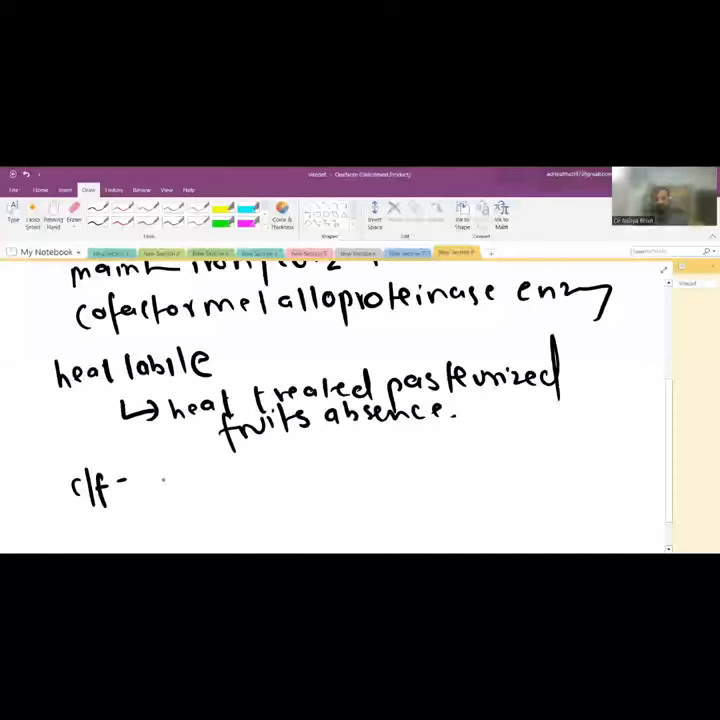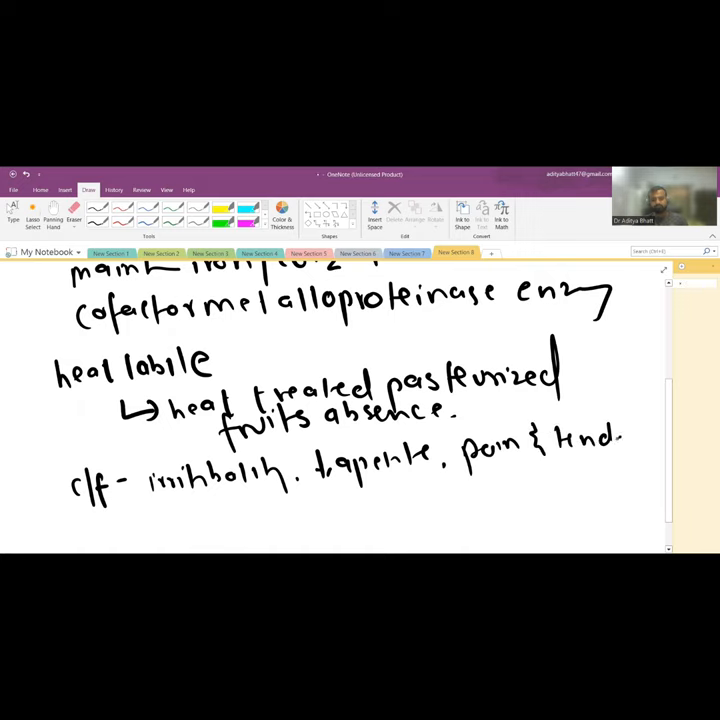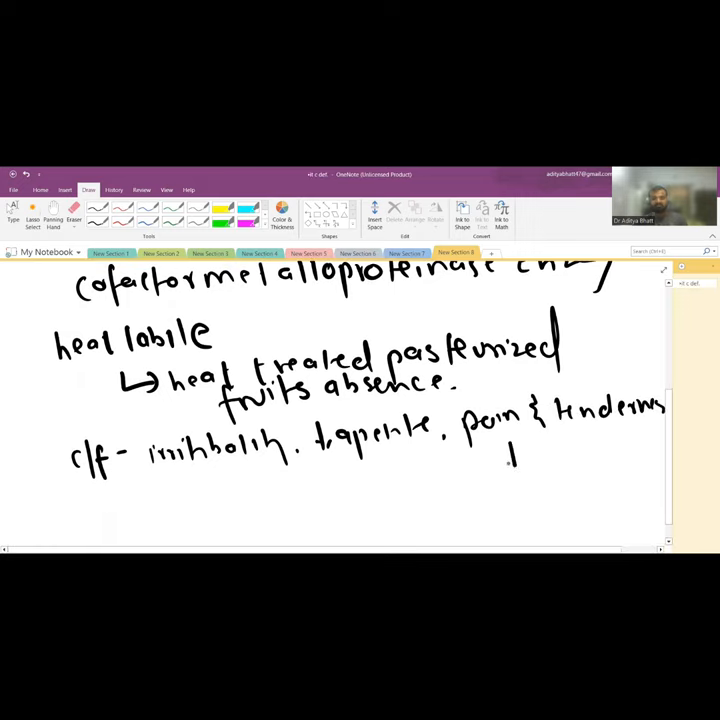So what happens is scurvy initially begins as irritability, decreased appetite, pain and tenderness in muscle. Later, this pain becomes so much that it may lead to something known as pseudo paralysis, because there is so much pain, the child refuses to walk. That is why it might be confused with paralysis. It is nearly similar to paralysis. It is pseudo paralysis.